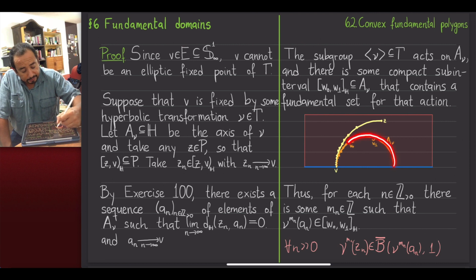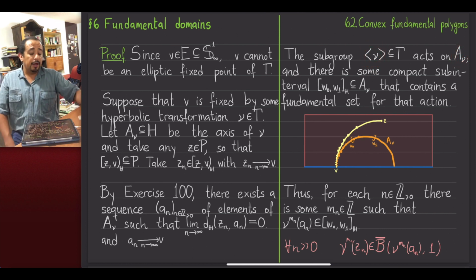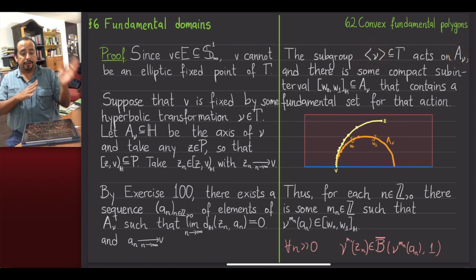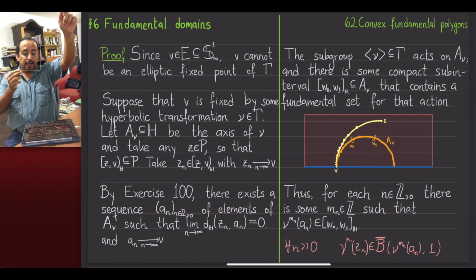The axis is certainly stable under the action of that subgroup. So this subgroup, of course, acts here. Now, translate this subgroup and this axis to a standard example, right? So that the axis becomes a ray that goes from 0 to infinity, and nu becomes multiplication by a positive real number.